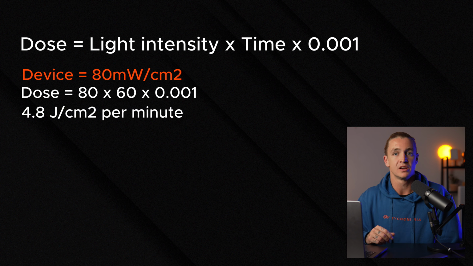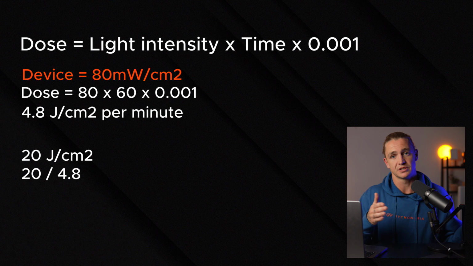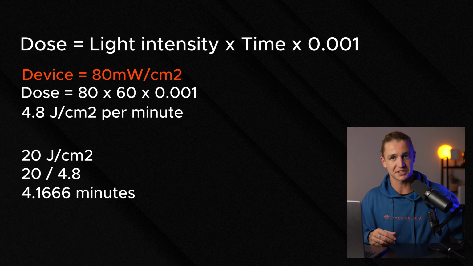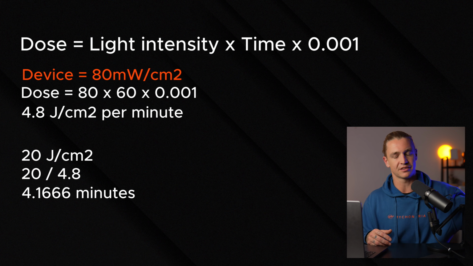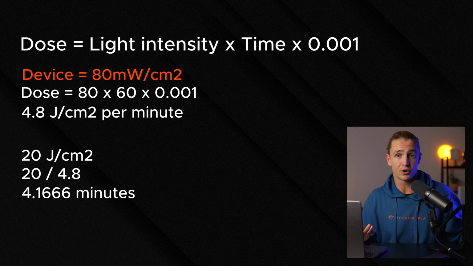This means that if you saw a study and in that protocol they used 20 joules per centimeter squared, you would simply go 20 joules divided by 4.8 because that's what you're getting per minute. And then that would give you 4.1666 recurring minutes. Now, I always round these numbers up because if you're working in these kinds of ranges, you're nowhere near the overdosing range of red light therapy. That's usually at 30 minutes plus. So if it was 4.166, I would be doing a 5-minute session.